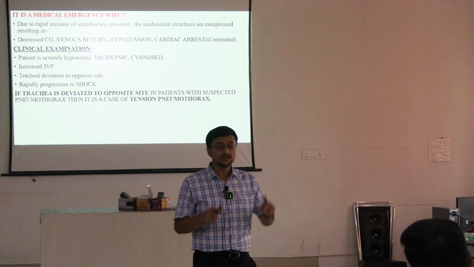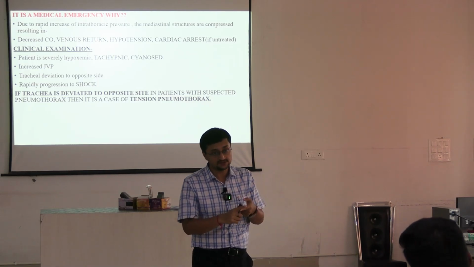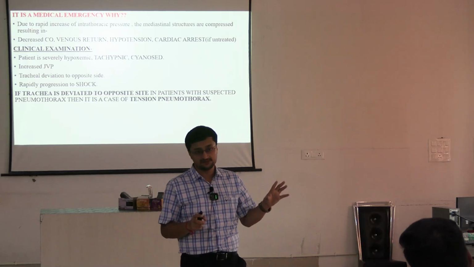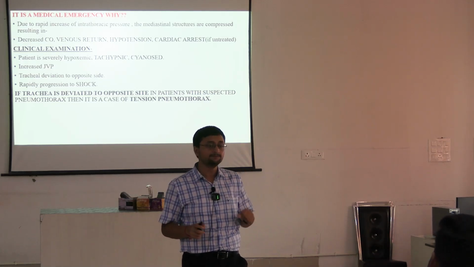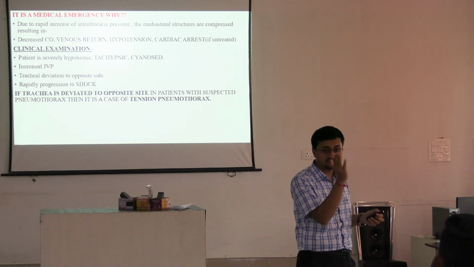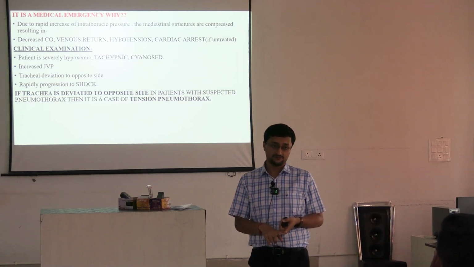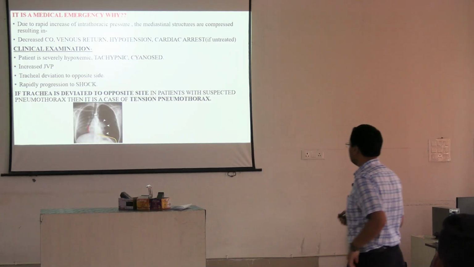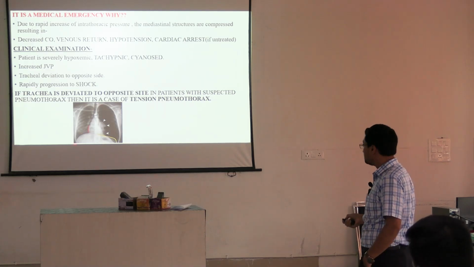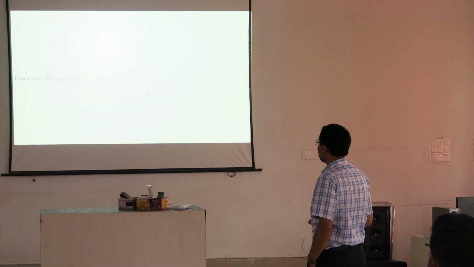If the trachea is deviated to the opposite side in a case of pneumothorax, then always think about tension pneumothorax. In normal pneumothorax, the trachea will not be deviated, right? So in X-ray, if you find that the trachea is deviated and the mediastinum is shifted, then this is a case of tension pneumothorax. Here the trachea is shifted to the opposite side. The mediastinum is also shifted, right? So this is tension pneumothorax.